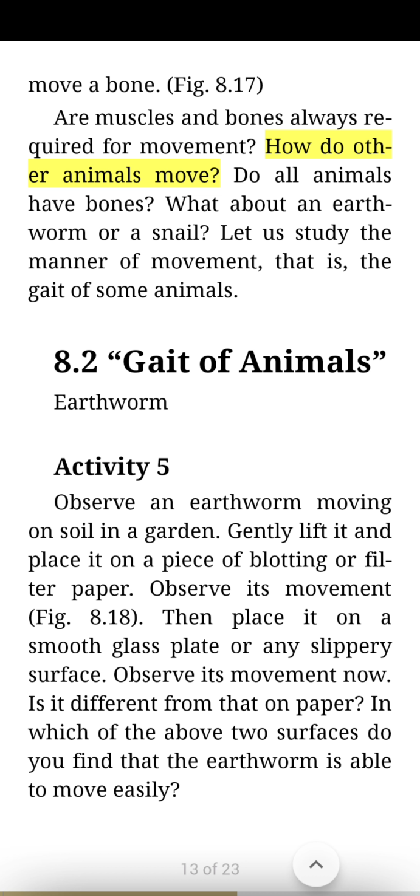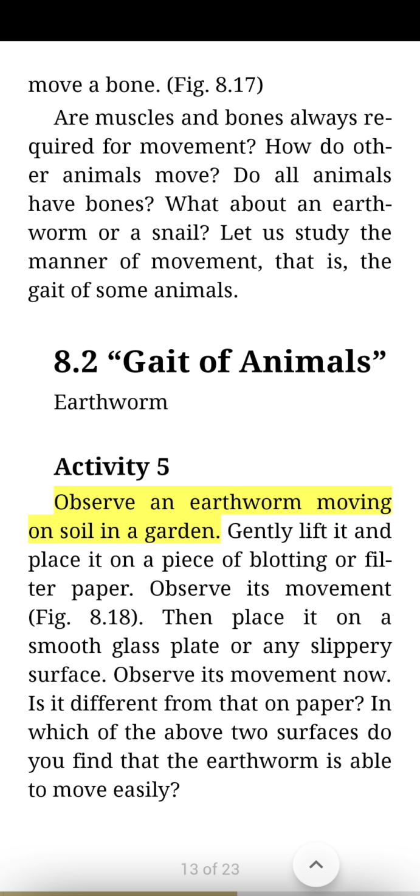Are muscles and bones always required for movement? How do other animals move? Do all animals have bones? What about an earthworm or a snail? Let us study the manner of movement, that is, the gait of some animals. 8.2 Gait of animals. Earthworm.